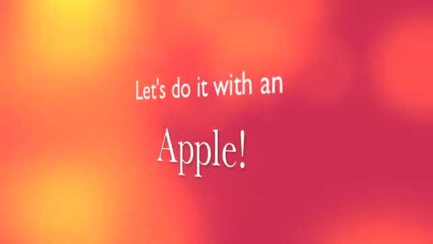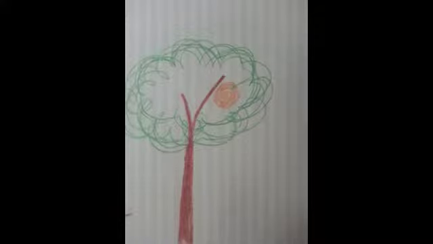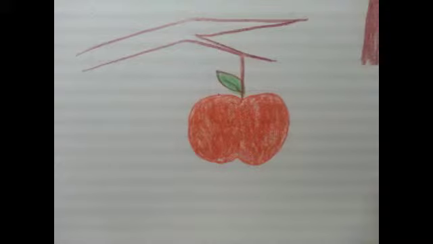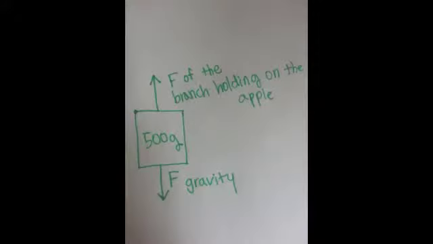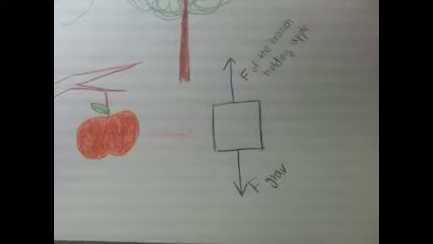Next, let's draw a free body diagram with an apple. What you need to do first is to draw a box that represents the apple. Now, if you draw forces acting upon the apple, which is upwardly, the force of the branch holding on the apple, and downwardly, the force of gravity, you've successfully created your own free body diagram.